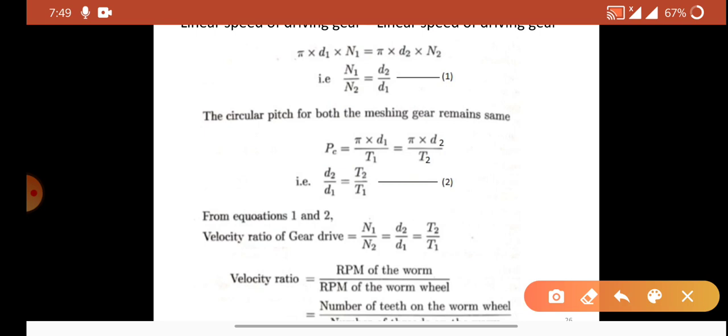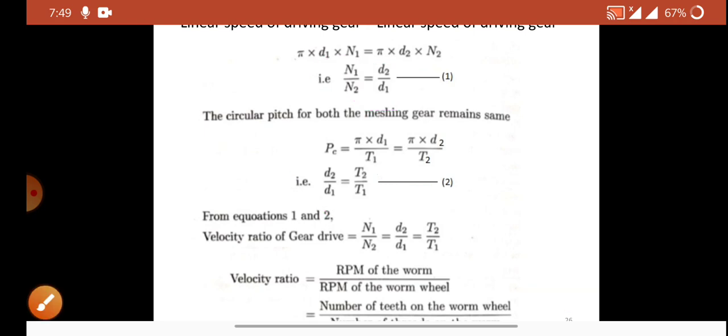Now you can see this equation is d2 by d1, and this equation is also d2 by d1, so I can equate these two. So I can write the velocity ratio of gear n1 by n2 is equal to d2 by d1, or I can write it as t2 by t1. So the velocity ratio n1 by n2 is equal to the ratio of teeth, driven gear to driving gear.